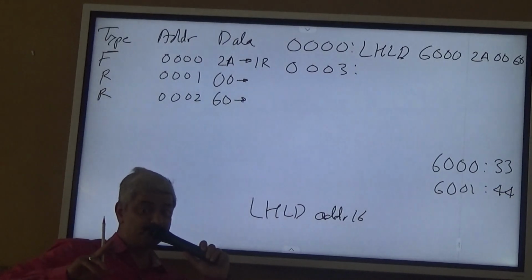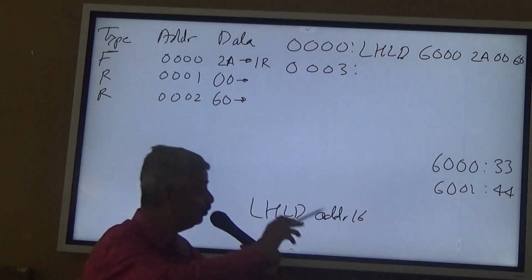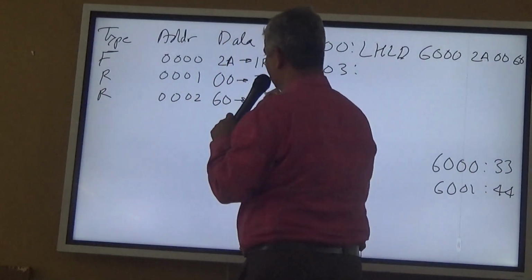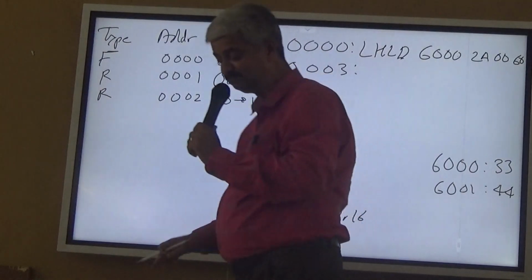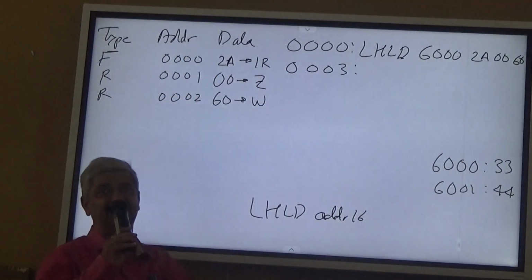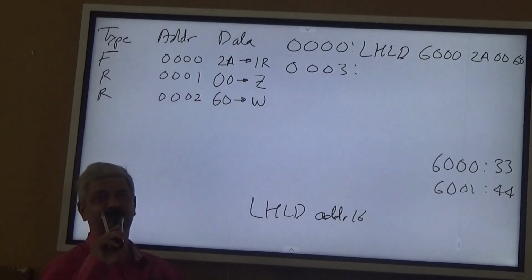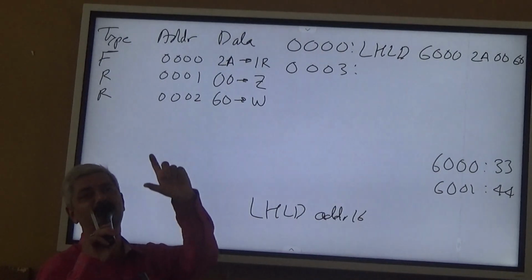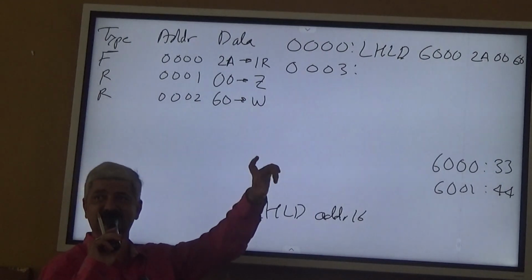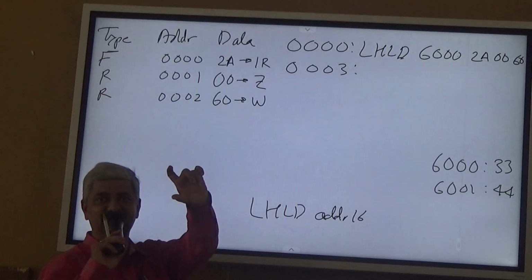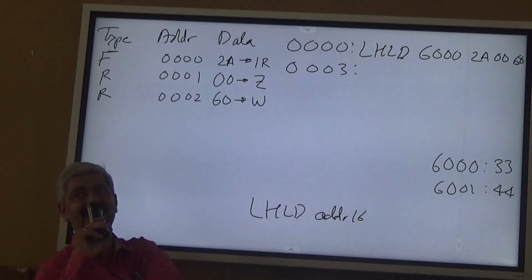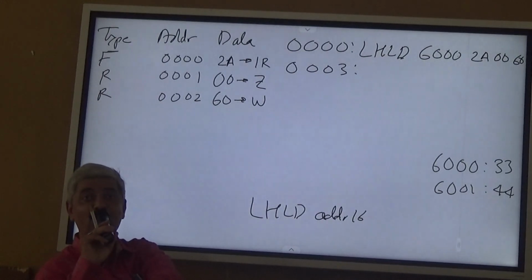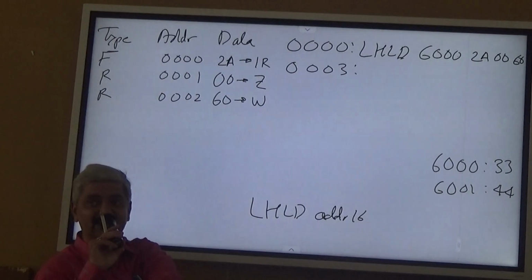No, 00. This 00 should go to register Z. This should go to register W. So at the end of 3 machine cycles, which is the length of the instruction, microprocessor has completely read the instruction LHLD 6000. So what is its state now? It has with it WZ pair which contains the address from where 2 consecutive locations are to be read, and the data which will be coming in next 2 cycles is to be put respectively in L and H.